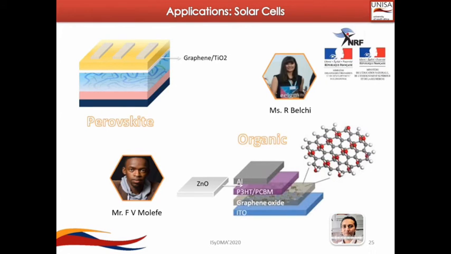In the frame of bilateral collaboration between UNISA and the University of Limoges in France, we conducted a project in solar cells where we fabricated two different types of devices, an organic solar cell and a perovskite solar cell. It is known that graphene sheets can be used as transparent conductive layers, but if modified can also be used as hole transport layer, and also as electron transport layer, and this was the case as we combined them with titanium dioxide to enhance the efficiency of the perovskite solar cell.